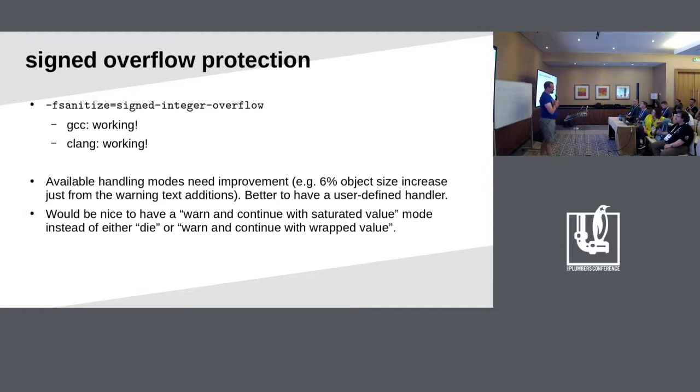Another piece is right now there's the die mode where, oh no, I've overflowed, kill everything, which is not helpful, or warn and continue with whatever the bad value was, which has wrapped around. I'd really like to have a warn, but continue with a saturated value. Like, don't actually wrap, stop at int max, or whatever. Because most of the time, if you're passing it to an allocator, the allocator will scream at you, and you'll actually get an error path, as opposed to getting really strange results.